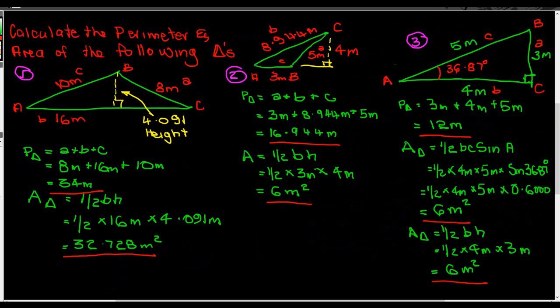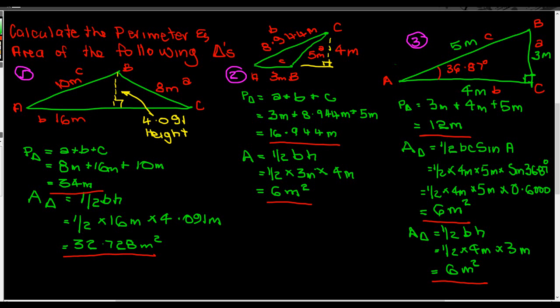Here we have three examples. The first one: calculate the perimeter and area of the following triangles. The first one is fairly simple. We've got the three sides A, B and C, and the base, which is AC, with the height at right angles, or 90 degrees, to the base, 4.091. The perimeter of the triangle is A plus B plus C, the sum of the lengths of the sides. Fairly easily, A is 8, B is 16, C is 10. Add them together and we get 34 meters. That would be the length around the sides of the triangle.